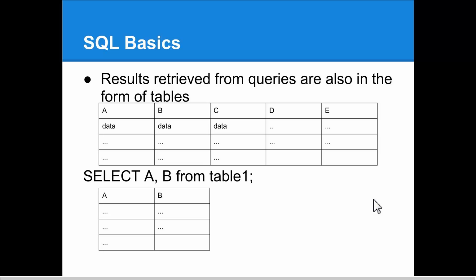So results retrieved from queries, say select queries, are also returned in the form of tables. Say you have this table with columns A, B, C, D, and E, and if you just select column A and B, you'll get a table as follows. It's rather straightforward.